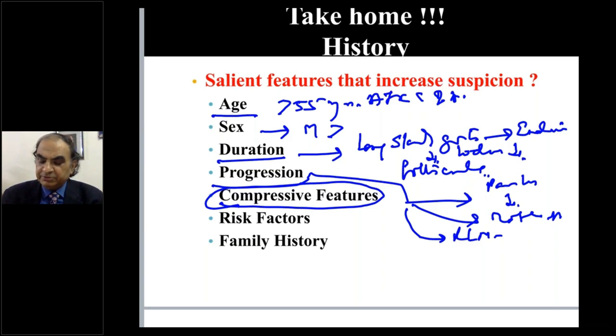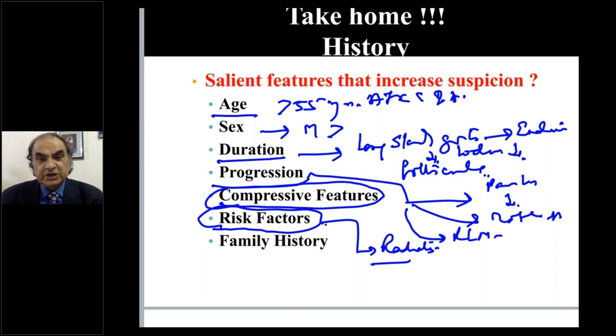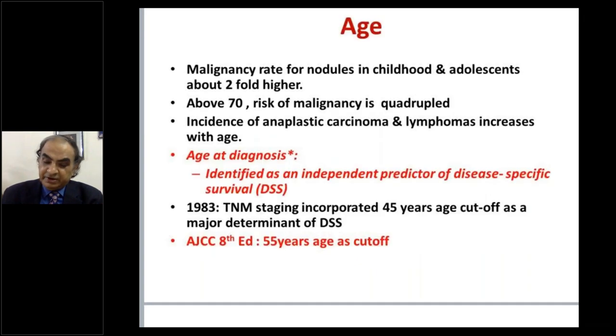So history of radiation becomes important. In fact, some books and some authors like to divide thyroid cancers into radiation-exposed patients versus non-exposed. And the management is also different. And of course, the family history. That's the take home in your history. And age, I've already mentioned, it'll amount to some finer points. Pay attention. It's the complete story of solid thyroid nodule that you'll hear today. Now, the malignancy rate for nodules in childhood and adults is actually twice as high.